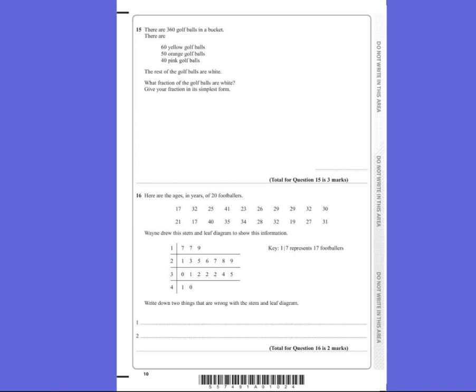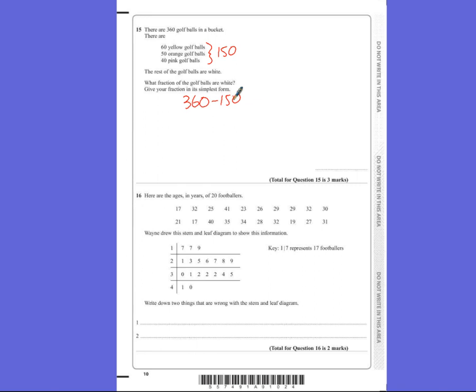Question 15. There are 360 golf balls in a bucket. There are 60 yellow, 50 orange and 40 pink. The rest of the golf balls are white. What fraction of the golf balls are white? Give your answer in its simplest form. So for this one, first of all we need to figure out how many golf balls we've got here. So 60 add 40 would be 100, putting these 2 together, and then add the 50 would be 150. And there's 360 altogether, so we need to do 360 minus 150.